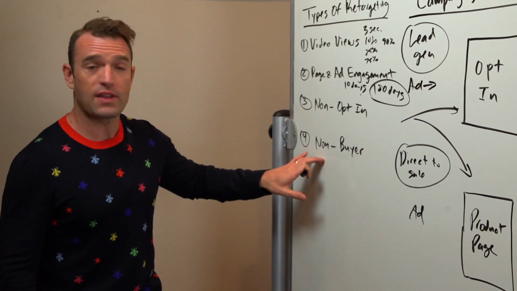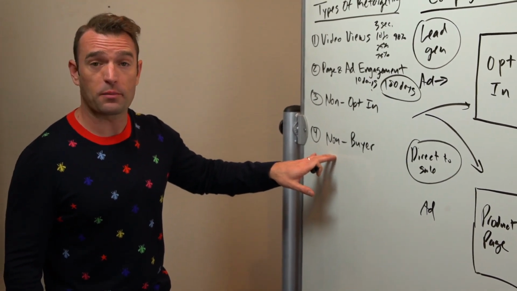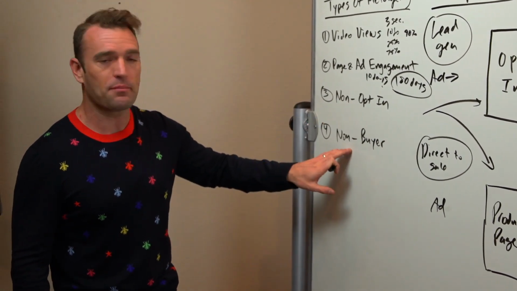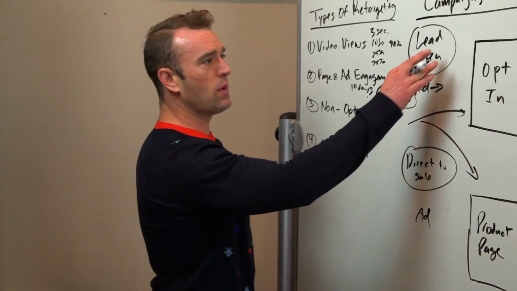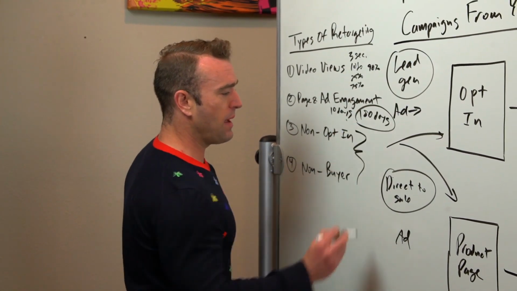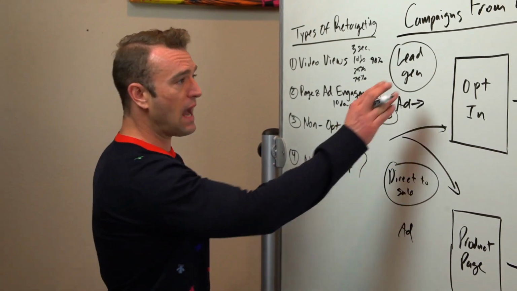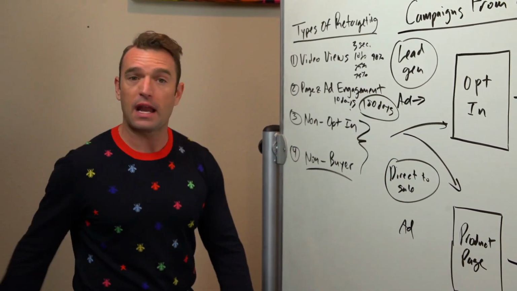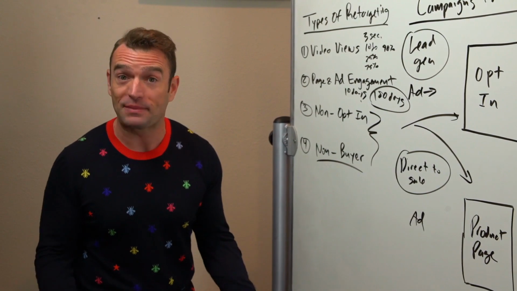Then the other two strategies that we use as standard operating procedure with our clients are a non-opt-in and a non-buyer strategy. So if someone's doing lead gen, we can implement both of these pieces. If they're not doing lead gen, we can only implement the non-buyer piece because they're not doing any opting in.